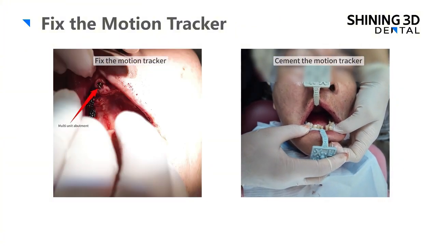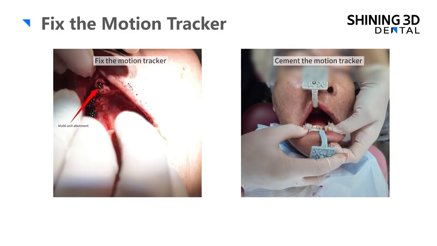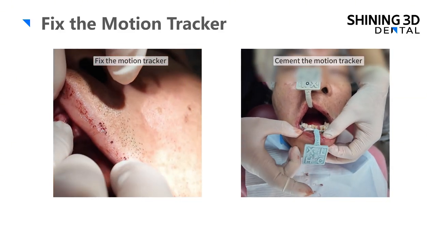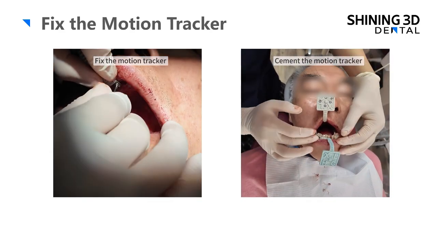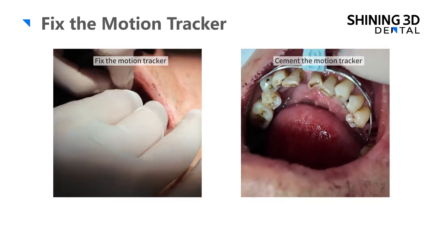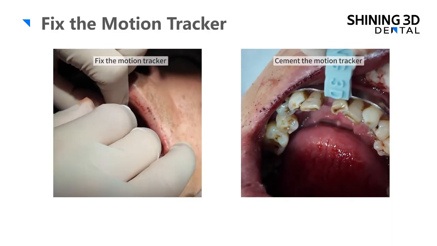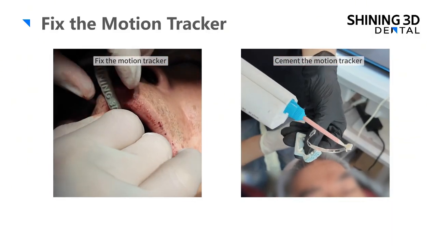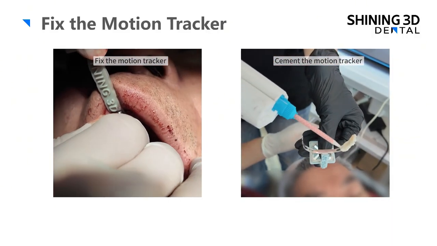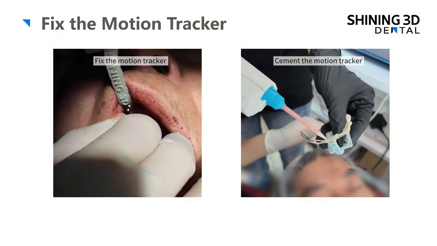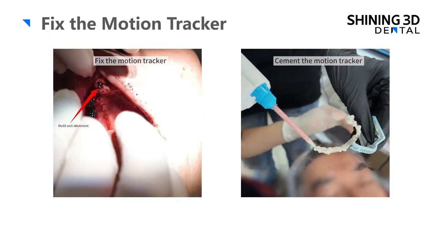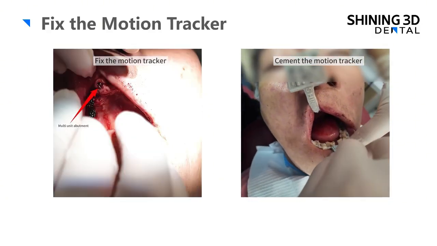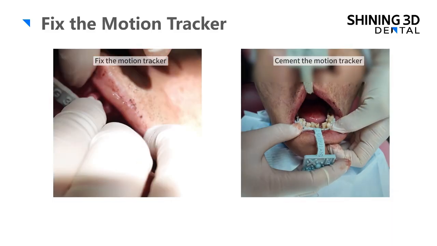And for the lower jaw, because there are still natural teeth remaining, we are using the cement motion tracker with temporary resin on the patient's lower jaw. Just make sure the motion tracker is stably secured on the patient's lower arch, so it won't fall off while we are scanning the data that we may need during the whole process.